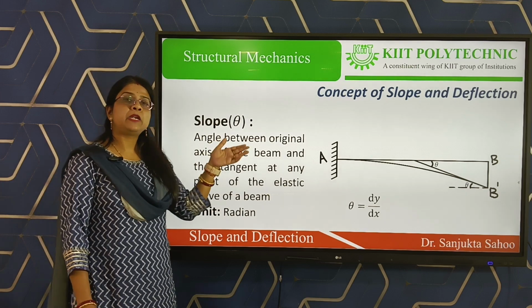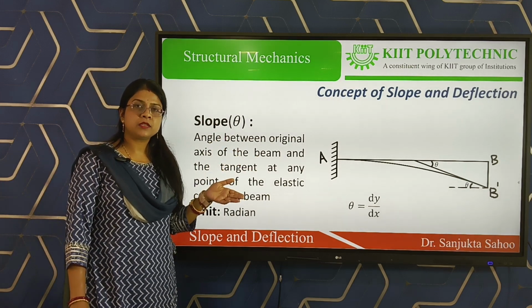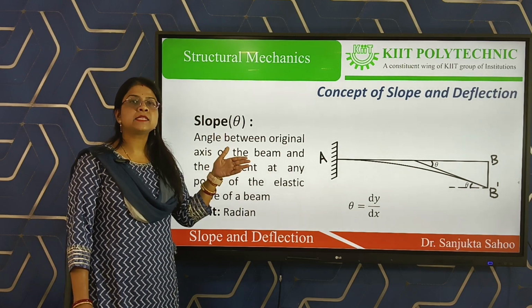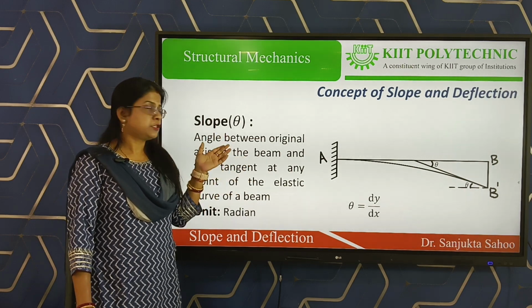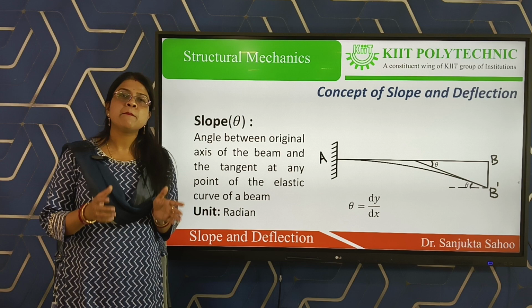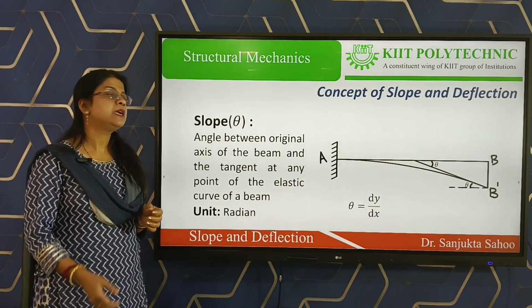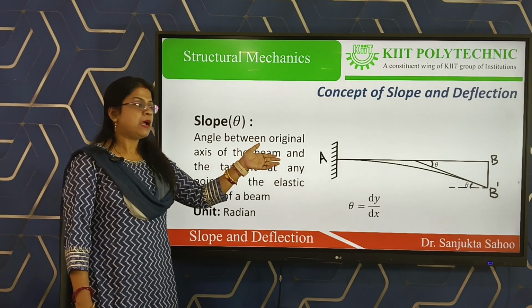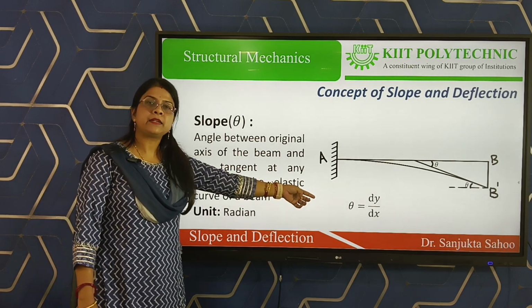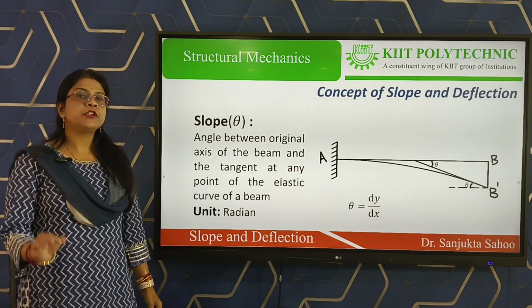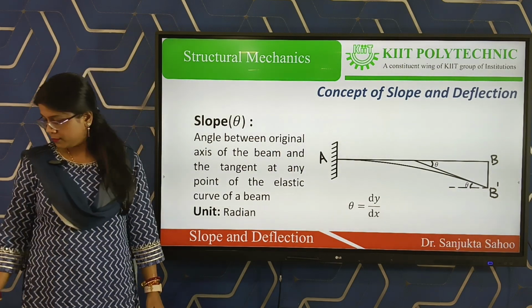So, when the beam deflects from its original position, it makes an angle with the original axis of the beam, and the slope is nothing but the angle made by the original beam with the tangent of the deflected shape at any point. The slope is denoted as theta, that is equal to dy by dx, and the unit of the slope is radian.